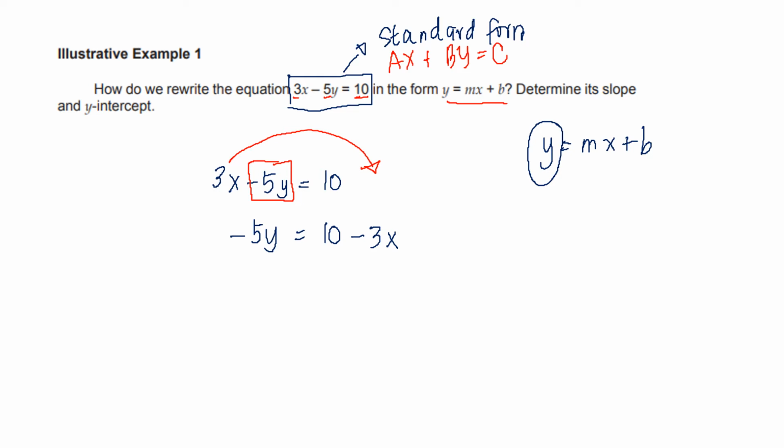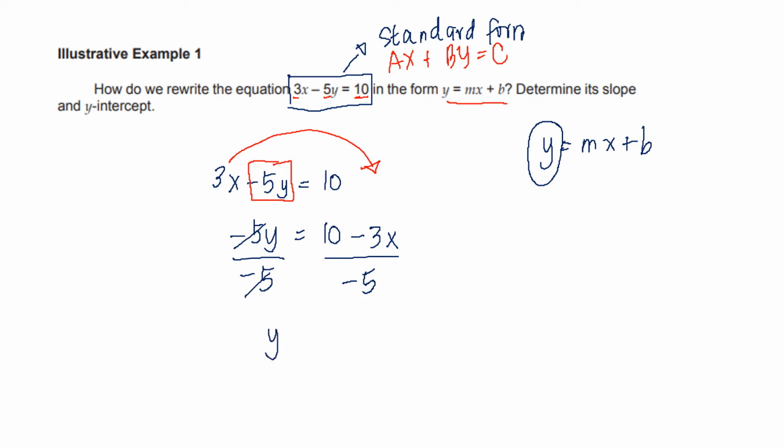But in our slope-intercept form, the numerical coefficient of y is 1. But here, our coefficient is negative 5. So still, we need to remove negative 5 in order to make the numerical coefficient 1. And to do that, we should be dividing by negative 5. So negative 5 and negative 5 cancel.